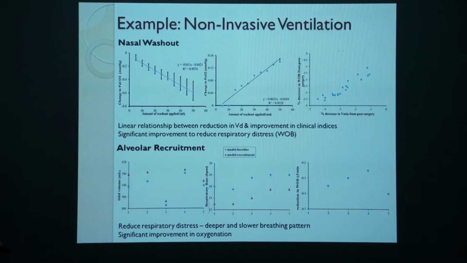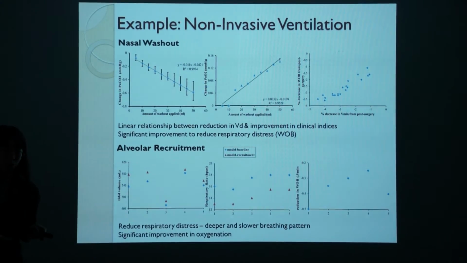And what the model predicts is that this particular alveolar recruitment mechanism is able to increase the depth of your breath and reduce the frequency at which you breathe. So you're changing the respiratory pattern of those patients to be slower and deeper and less effort. And that's in addition to a significant improvement in oxygenation.